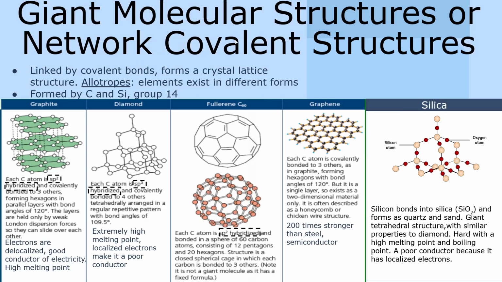Another giant molecular structure you need to know is silica from silicon. Silicon bonds into silica, or SiO2, and forms as quartz and sand. It has a giant tetrahedral structure with similar properties to diamond: hard, with a high melting point and boiling point. It's a poor conductor because it has localized electrons. So you can see here, each of these silicon atoms is bonded to other oxygen atoms. And this just kind of repeats and repeats forever.